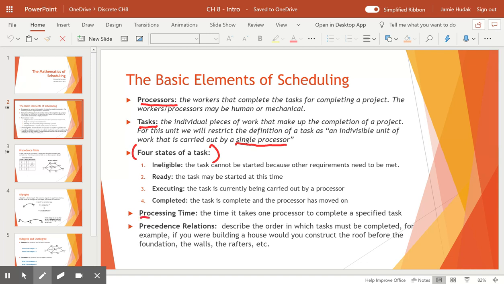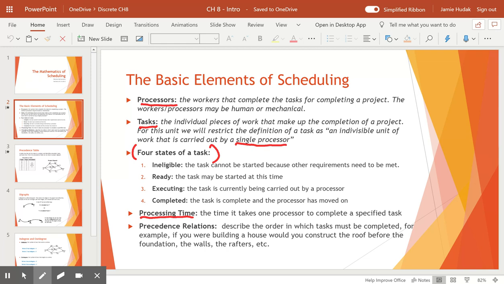Processing time is the amount of time that it takes to complete a task by one processor. It is assumed that all processors can complete the task in that stated time. We do not say that some processors can work faster than others. That might be a real world scenario, but for the case that we're considering, all processors complete the task in the same amount of time.